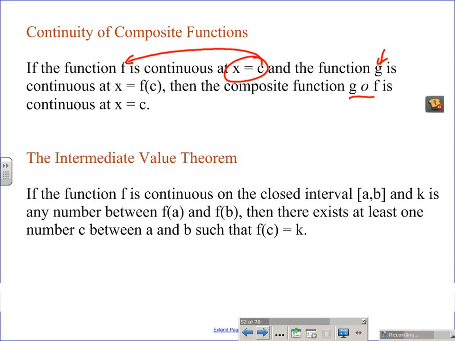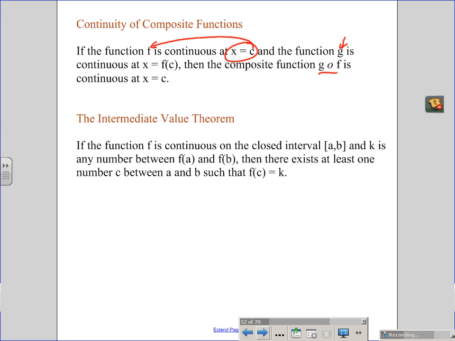And then we have the intermediate value theorem. If the function is continuous on a closed interval from a to b, and k is some number between f of a and f of b, then there exists at least one number c between a and b such that f of c equals k. So let's look at a graph to understand that one.